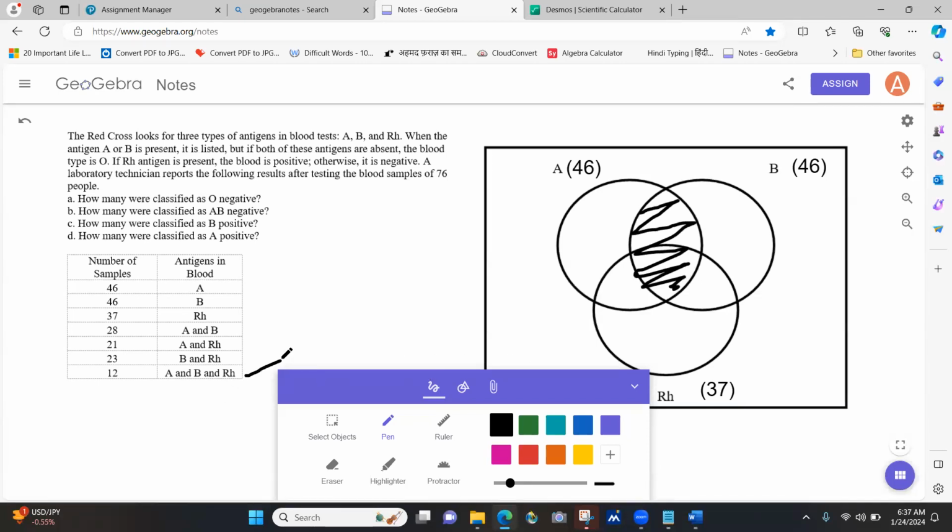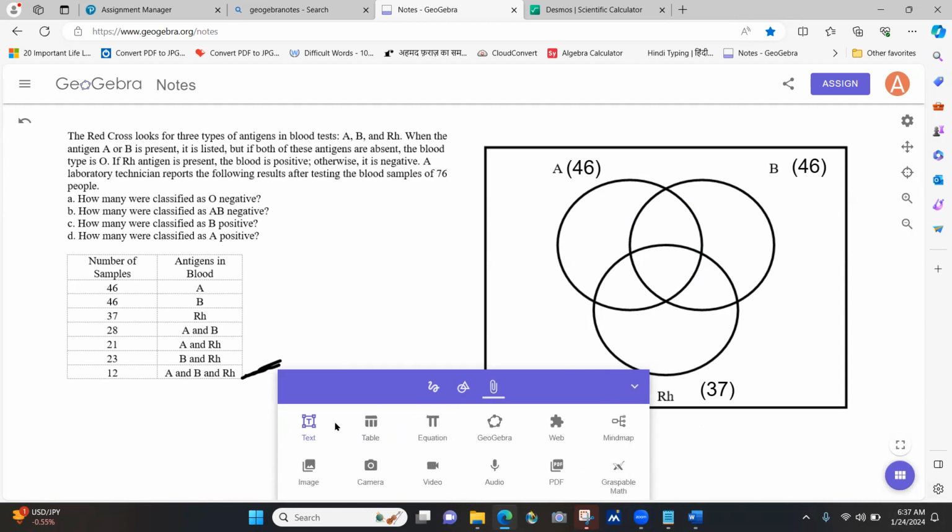Now, I'm going to go back and start with this. A, B, and RH. That's important, guys, that's very important because you want to eventually go to the center. The center helps a lot. The center is 12. So I'm going to put my 12 right here.